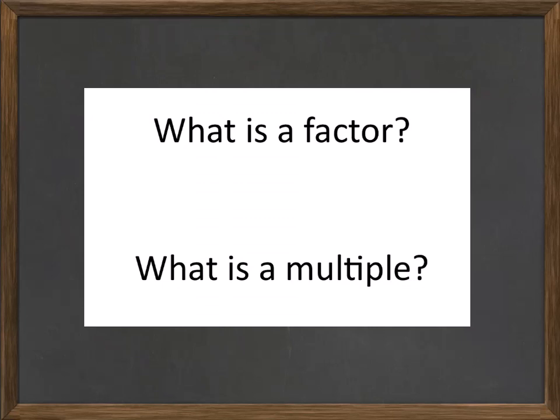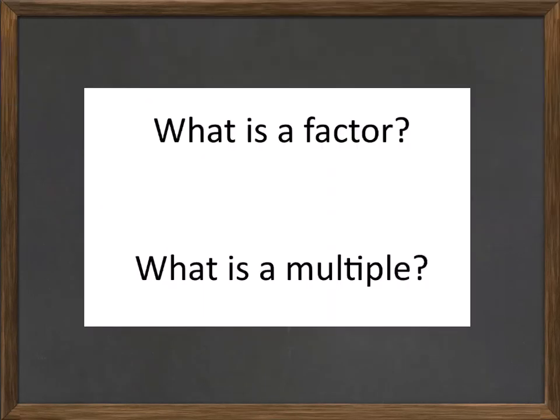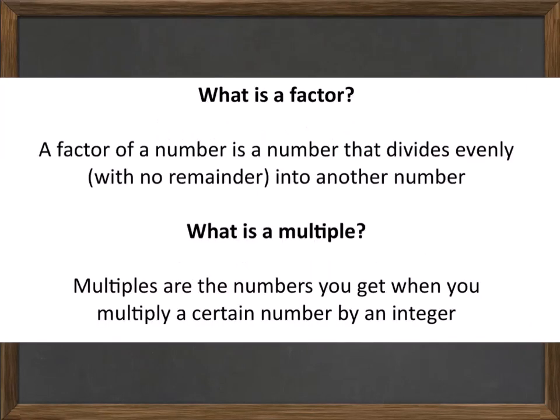So we've been talking this whole video about factors, but we haven't really talked anything about multiples. I mentioned them briefly when I was talking about the rules of looking for whether a number is divisible by something. So I did use that word, but I haven't really defined it. So let's define the word multiple. Well, we already know a factor is a number that divides evenly with no remainder into another number. So multiples are numbers you get when you multiply a certain number by an integer. But what does that mean?